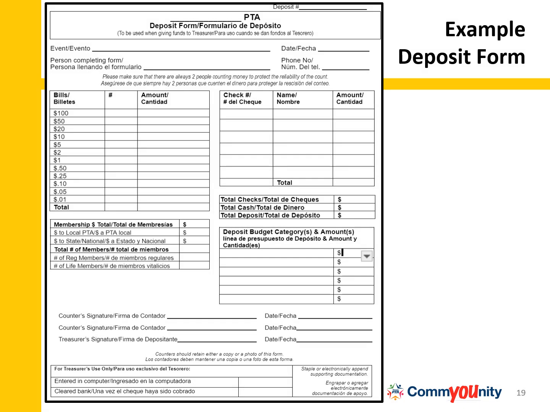This is what the Texas PTA deposit form looks like. The form includes a place to note what budget category or categories the funds received should be recorded to. At least 2 individuals must count and sign the form, acknowledging the count is correct when cash is involved. Your PTA's standing rules may require a third signer. This form can be found in the Treasurer Resource Guide and on the Texas PTA website.